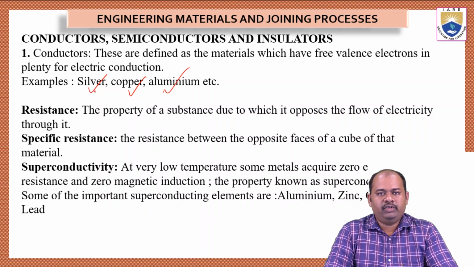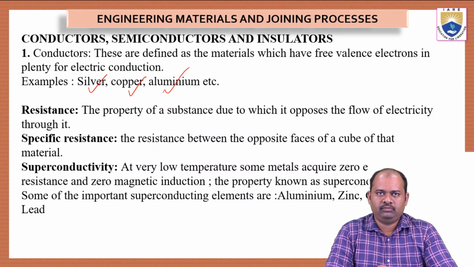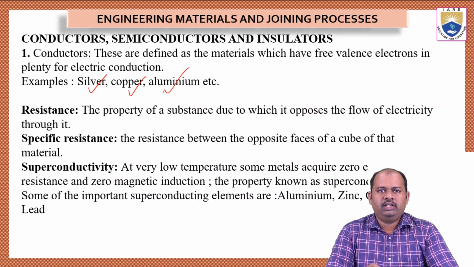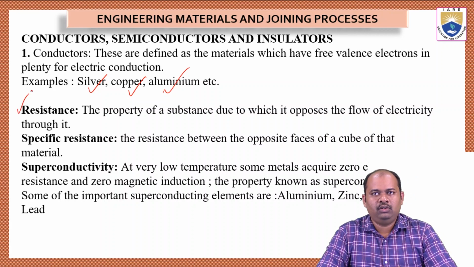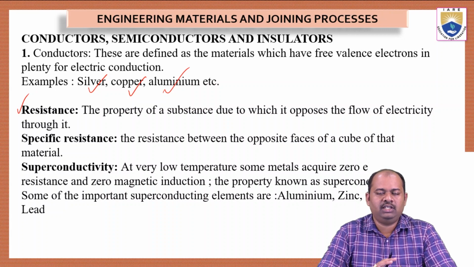So, the first thing is silver, copper, aluminum. Among these three, copper is widely used in the electric industry where it can be used to prepare wires, switches, etc. And then resistance. We should know what is resistance. The property of a substance which opposes the flow of electricity is called resistance.